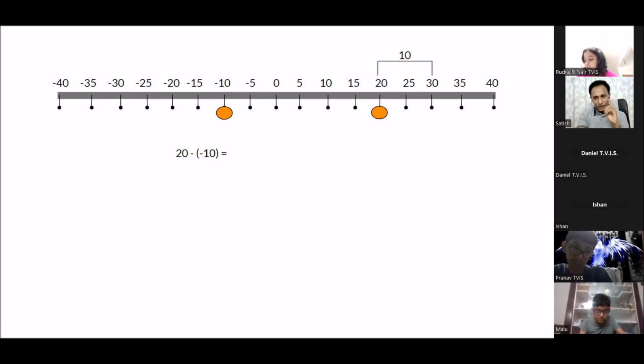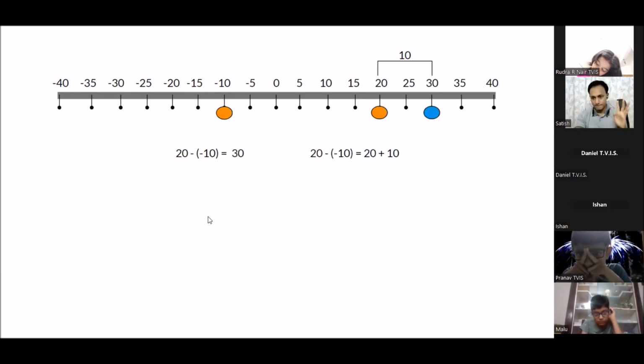Okay. I will tell one more thing. I will relate this to English grammar. Then you will understand a bit better. But we will just complete this and go. So 20 minus minus 10 is as good as 20 plus 10. That is what we are telling.